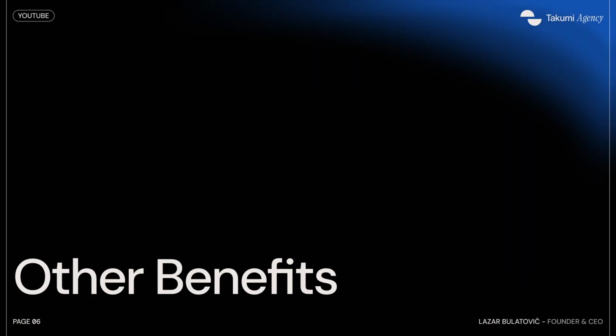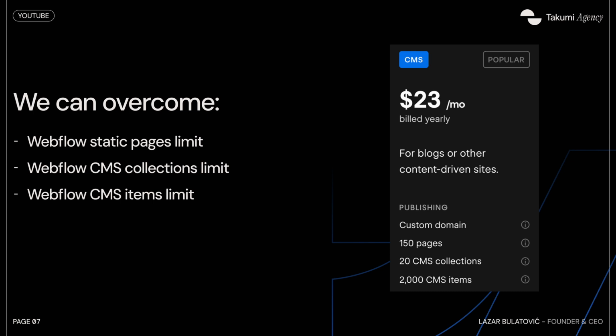Let's go over some other benefits this approach provides. First, we can store all our pages, CMS collections, CMS items into Xano database, and therefore we can overcome the limit that Webflow has. For example, in this plan, they have 150 pages. You can overcome that using Xano database. You just create a single template in Webflow and then just populate it with data from Xano. So that's basically limitless CMS. And when reverse proxy is implemented, all that is accessible by search engines and other bots.